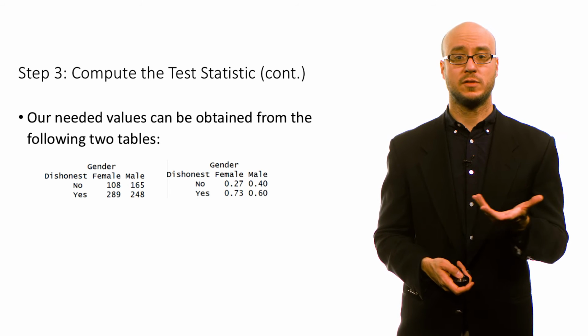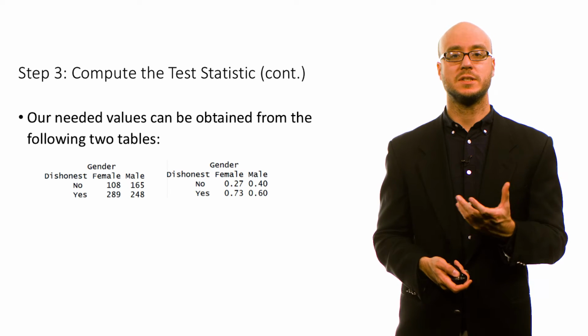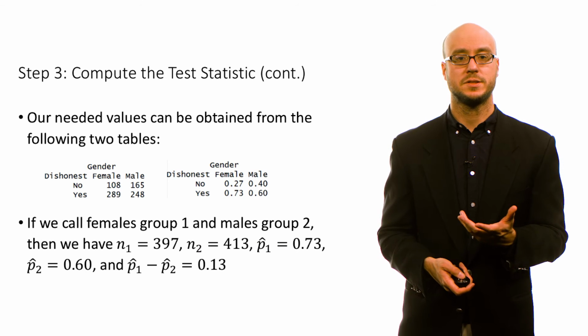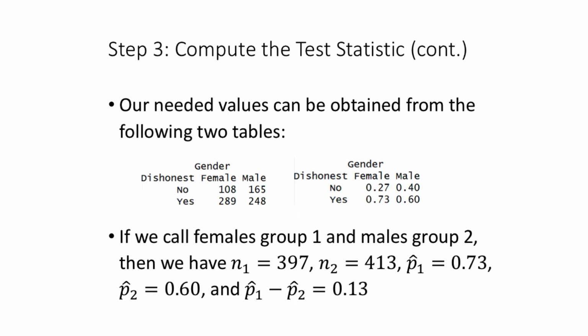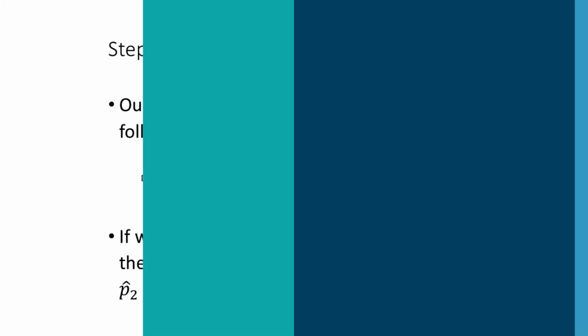And we can obtain all of our values from these following 2 tables. These give us the proportions and the counts. So if we call females group 1 and males group 2, then we have these 2 sample sizes. There are 397 females, 413 males. These are the counts for each group. The proportion for females is 0.73. The proportion for males is 0.60 in the sample, and that difference is 0.13.